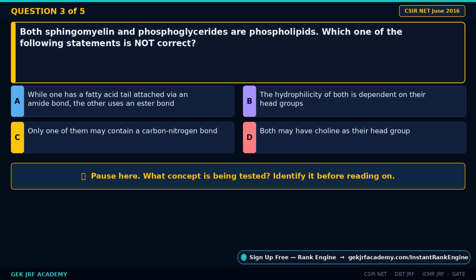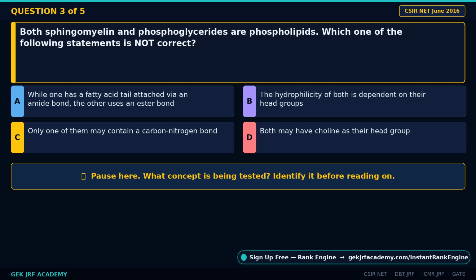Option A. One has a fatty acid tail attached via an amide bond while the other uses an ester bond. Option B. The hydrophilicity of both is dependent on their head groups. Option C. Only one of them may contain a carbon-nitrogen bond. Option D. Both may have choline as a head group. This is a "not correct" question.